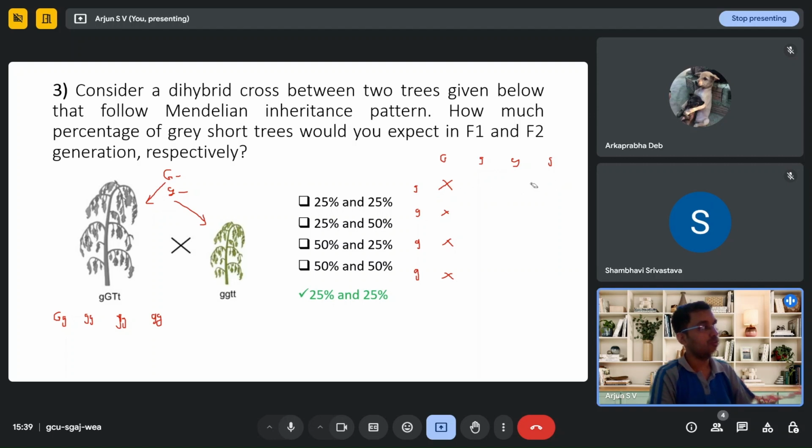So out of all the 16 plants, only 4 plants will give you gray trees. And short trees will also follow the same traits. So the total number of gray short plants will only be 4 out of the total 16, which is 4 by 16, which is 25%. That's how we get your answer.